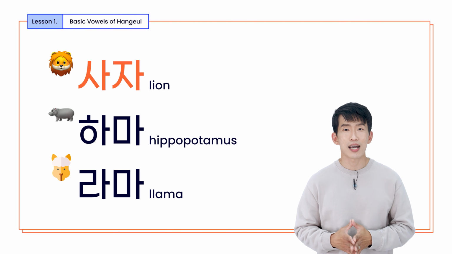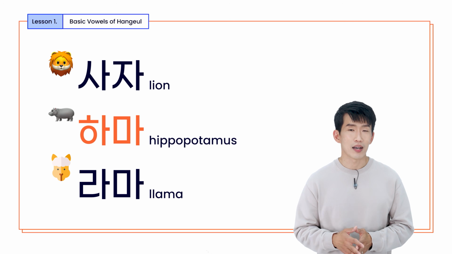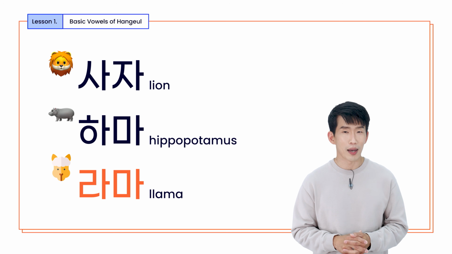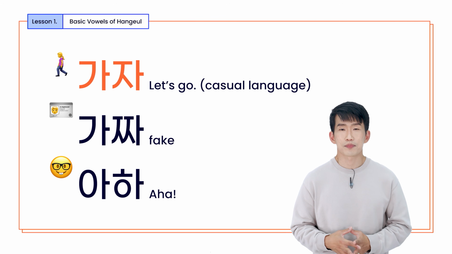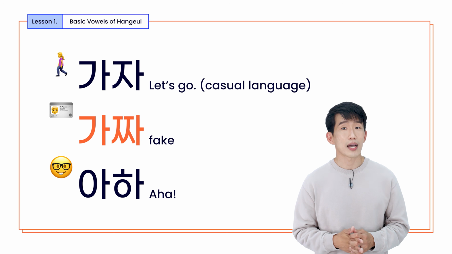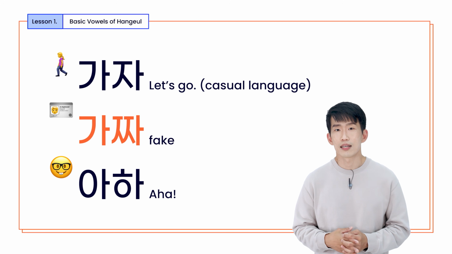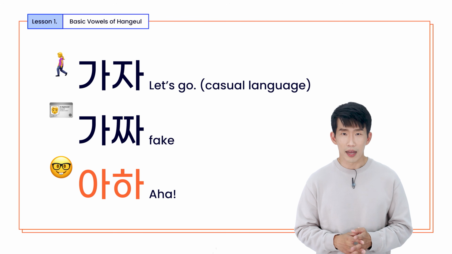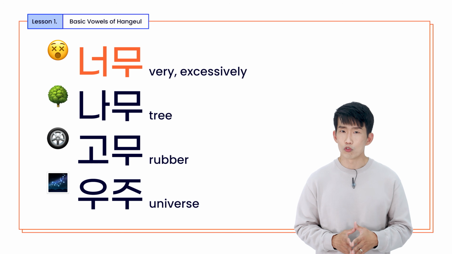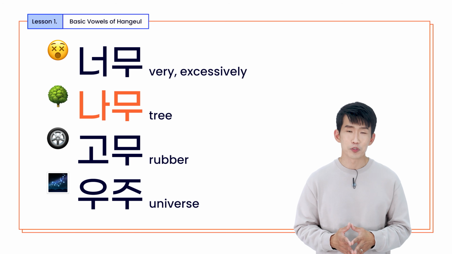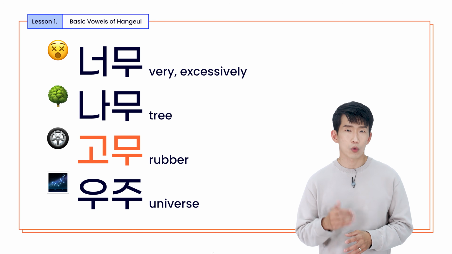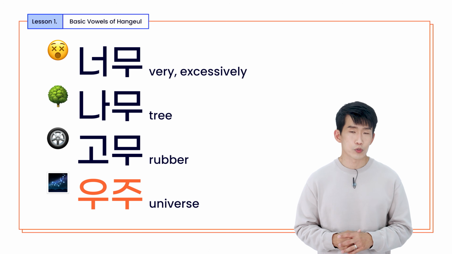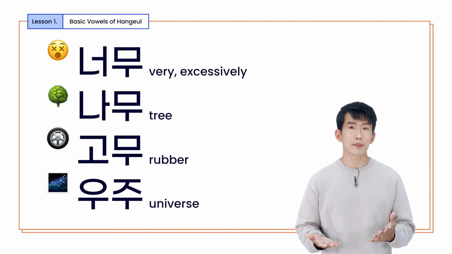사자, 사자. 하마, 하마. 라마, 라마. 가자, 가자. 가짜, 가짜. 아하, 아하. 너무, 너무. 나무, 나무. 고무, 고무. 우주, 우주. Great job, everyone.